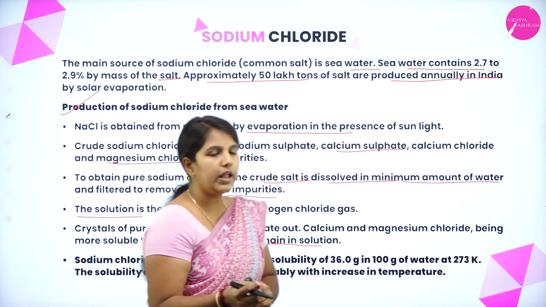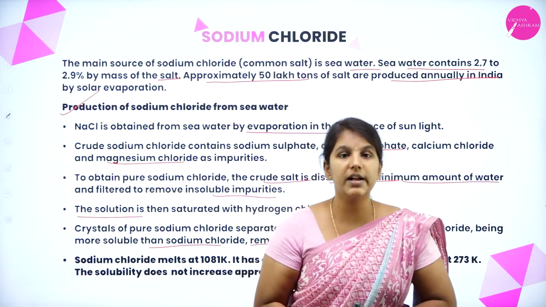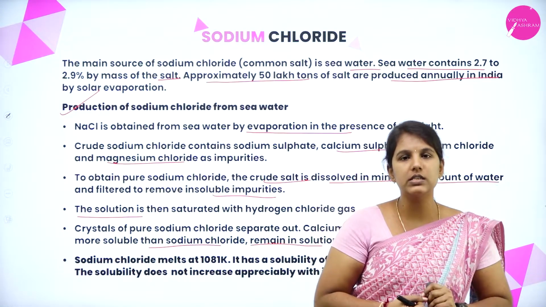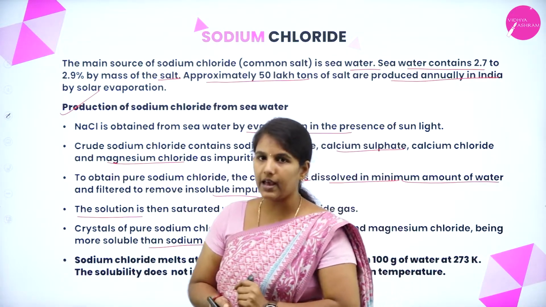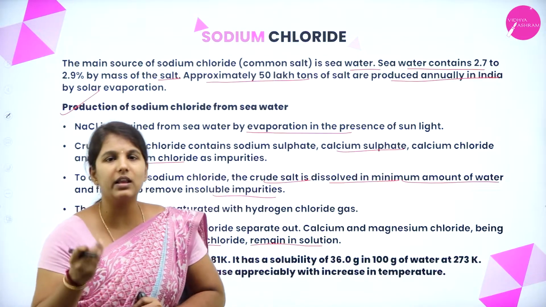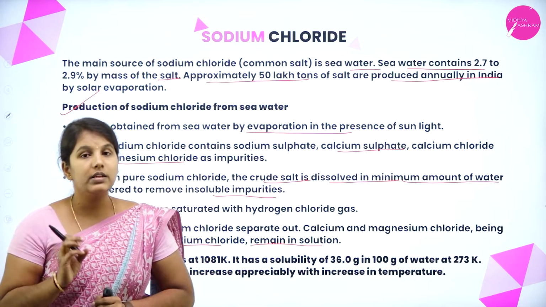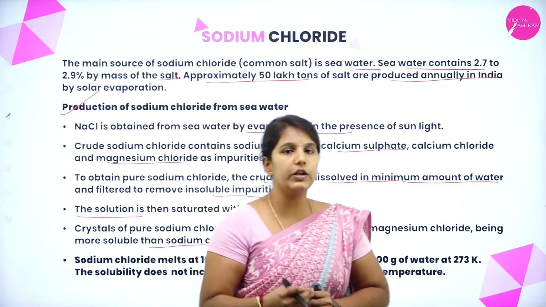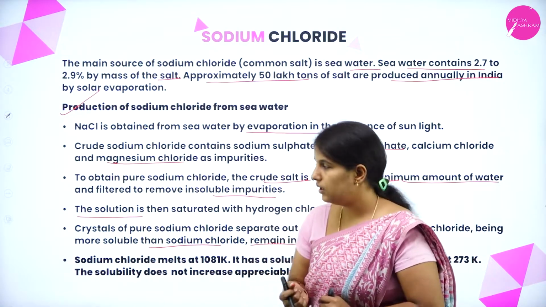So, once you obtain the filtrate, we pass HCl gas, that is hydrogen chloride gas, through it. Is it right? The hydrogen chloride gas makes sodium chloride separate out, and we get the pure sodium chloride. Any impurities in the form of magnesium and calcium chloride will remain in the solution. This is how they prepare the salt known as sodium chloride from seawater, and it is commonly known as table salt.